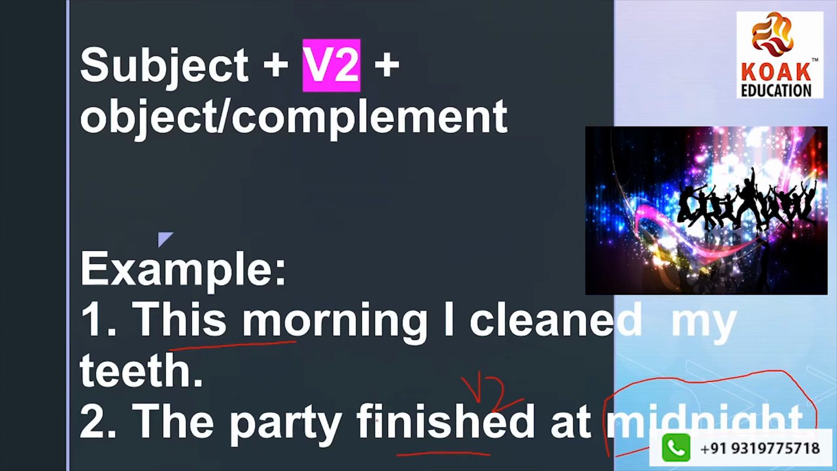Next comes the sentence, "The party finished at midnight." Let's say, for example, the very next day after I went to this party, I come and tell you the party finished at midnight. Now I know which party we are talking about, okay? When did the party finish? The party finished at midnight. So this could be your answer. So verb second form is important. That is what is required.